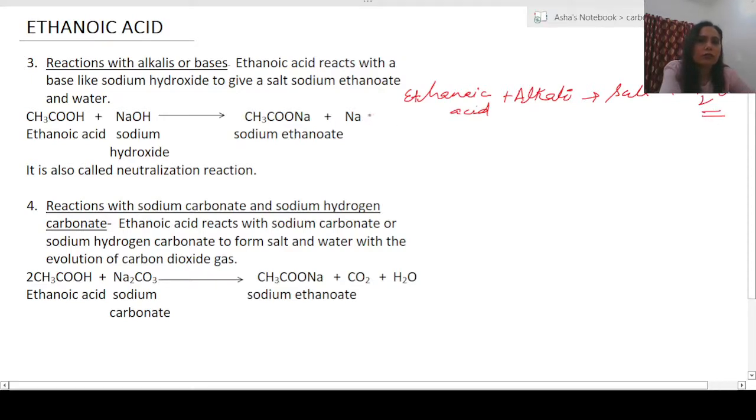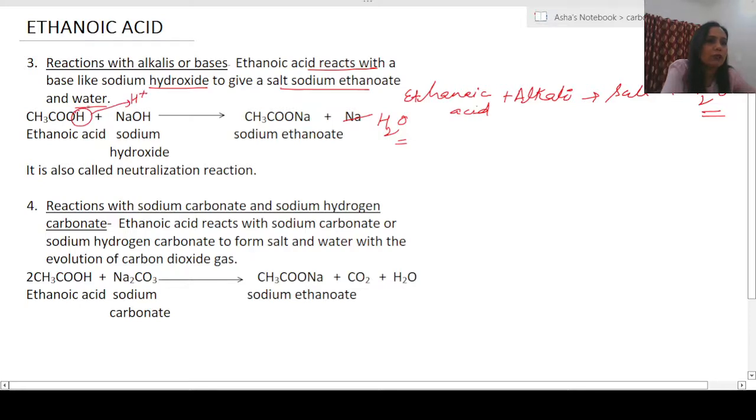Okay, so here in this reaction, this is wrongly typed actually. It should be water here, H2O. So whenever ethanoic acid reacts with a base like sodium hydroxide, it gives a sodium salt and water. Now this is the formula of the ethanoic acid, and this is sodium hydroxide, one of the alkalis or the bases. So here what will happen when they both react, this H will come out.